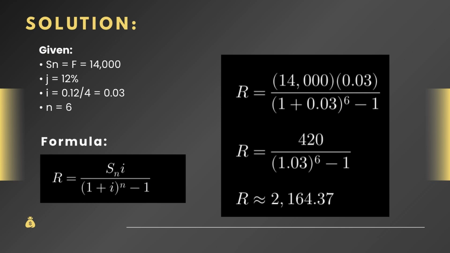R equals S sub N times I divided by 1 plus I raised to the power of N minus 1. And solving this, we get a periodic deposit of approximately 2,164.37 every quarter.